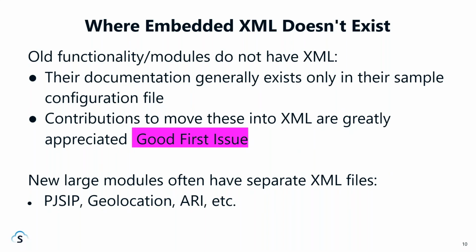For larger modules, something we've recently started doing is having separate XML files in the Asterisk source code tree. Some examples of that would be PJSIP, geolocation, and a bit of ARI. That's because previously, and still for a lot of stuff, that XML appears at the top of a C file. For really large stuff, it ends up taking up a large portion of the C file. So we decided to use a separate XML file instead and pull that out. It cleans up the code nicely, is also easier to review, and makes text editors a little bit more happy.